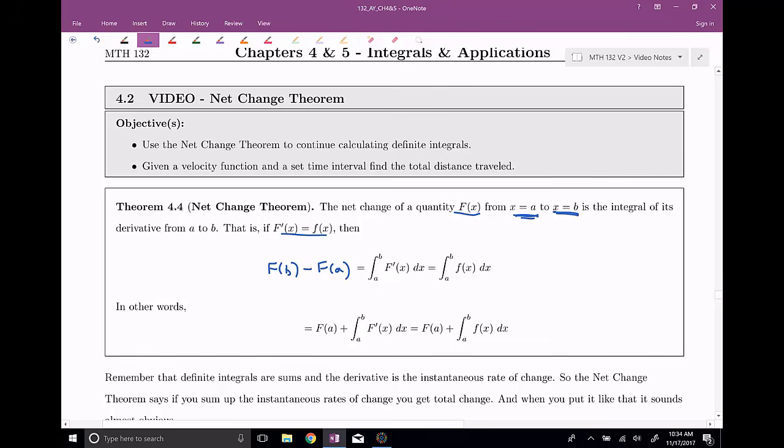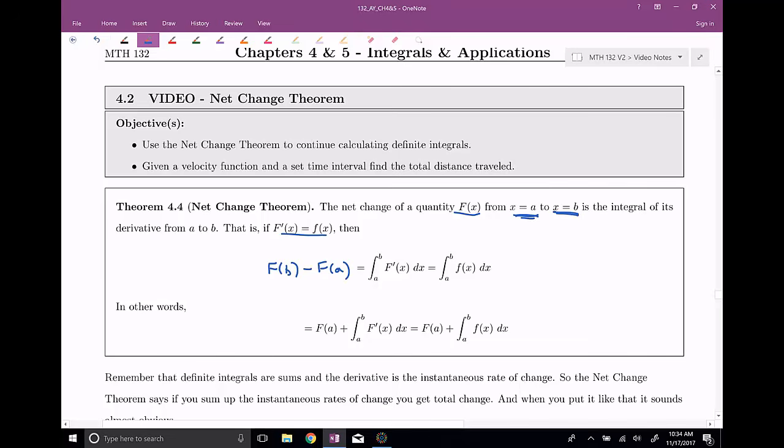And so we can see, this is really not a new theorem. This is the fundamental theorem of calculus part 2, but we're using it to calculate some real world problems. We're going to be using net change and instantaneous rate of change, so the terminology and how the problems are posed to us are going to look a little bit different.